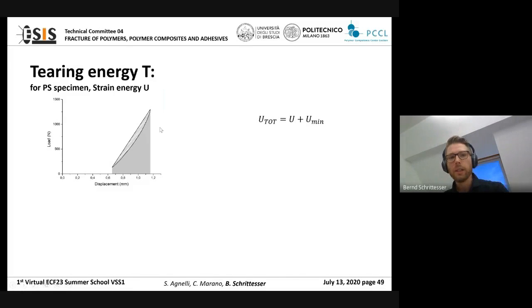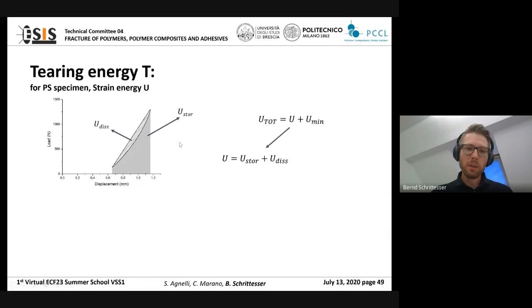When we are talking now about this whole strain energy and also about these different terms of energies, we can see here that the total energy is more or less divided in two parts, U and U min. When we focus on this hysteresis, on this load displacement curve, we see the area of the hysteresis directly as the dissipated energy. Below, we have the stored energy, and then we also have this minimum energy.